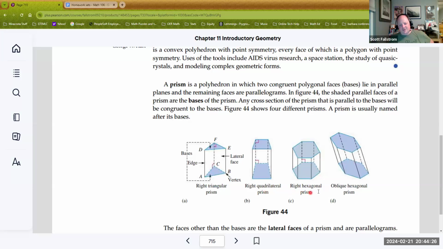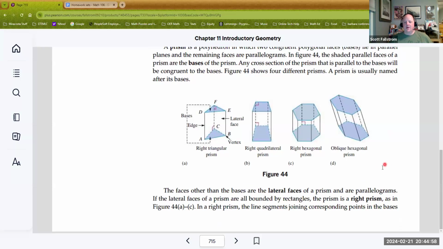So we have right prisms, and then we have this other one, which I want you to picture like a jello mold, and you push the top, and the whole thing tips to the side. That's what we have here. When it's tipped, and the sides are true parallelograms, not rectangles, we've got what's known as an oblique hexagonal prism. Oblique just means off at a tilt or at an angle.